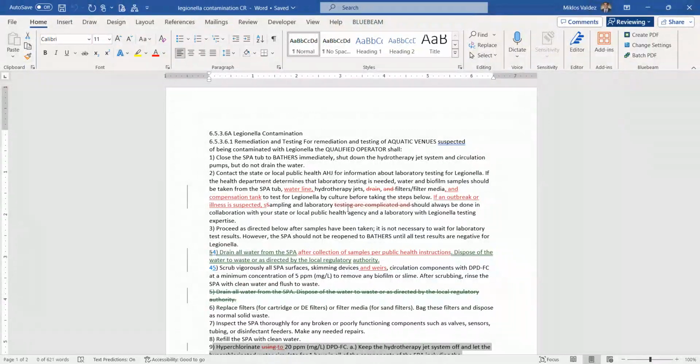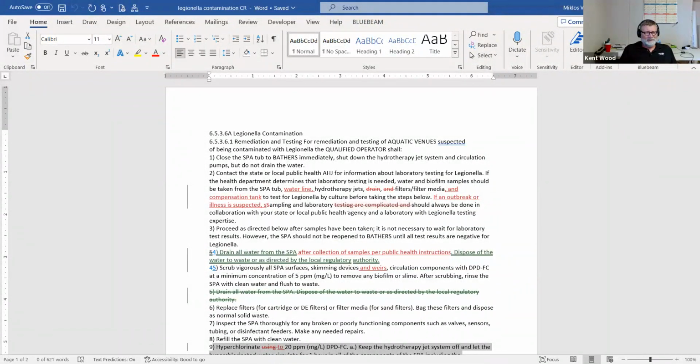Right. Yeah. I think I would like to see language added after qualified operator in 6.5.3.6.1 that says under the supervision of the AHJ.